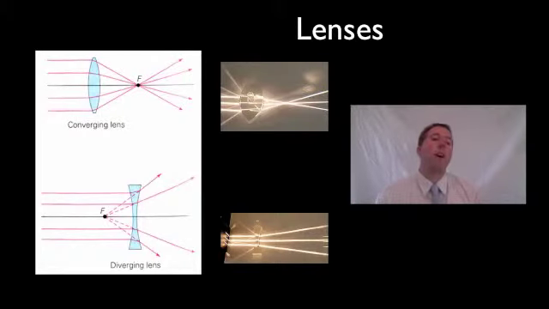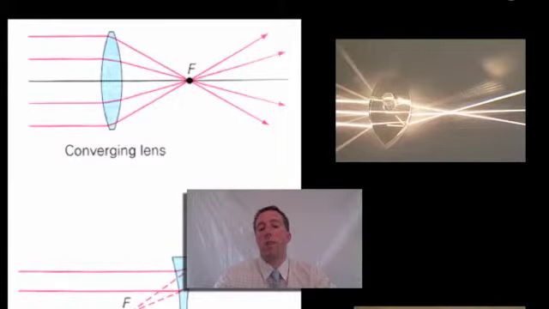So we can take advantage of the fact that light refracts when it goes into dense materials to make things called lenses. Because light bends, we can take advantage of that to control light. There are two main types of lenses. One of those types is a converging lens.